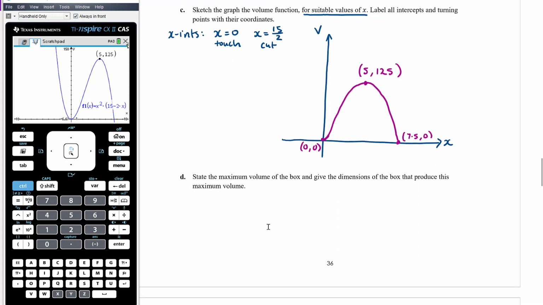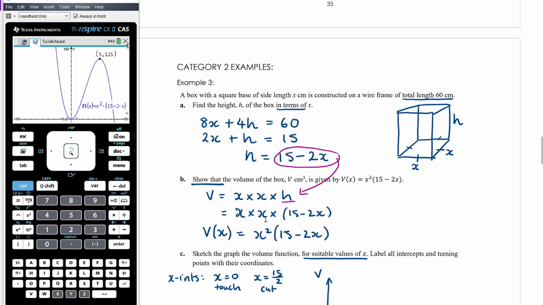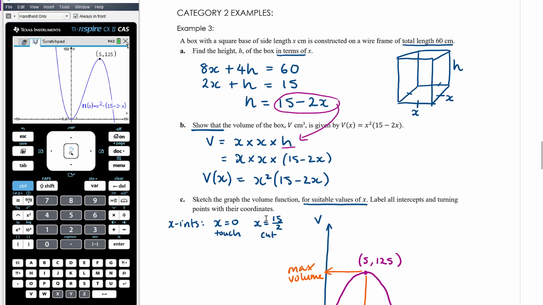Okay, so here is our maximum volume. It's clearly the y value of the turning point, and that happens when x equals 5. So our maximum value happens when x equals 5. So maximum volume is 125. Now, what were the units in this original problem? Let's go back up the top here. Centimeters. So 125 cubic centimeters.